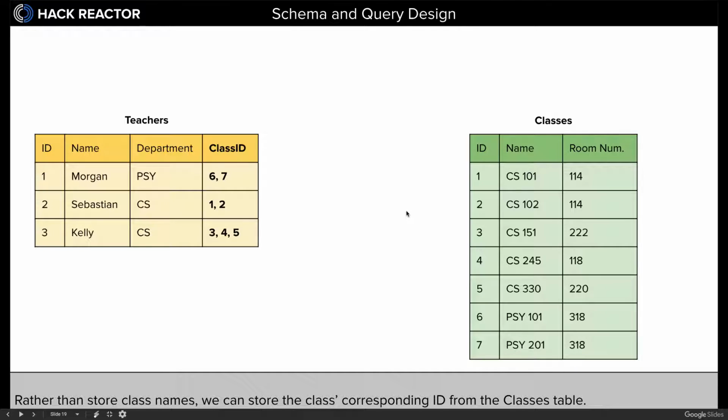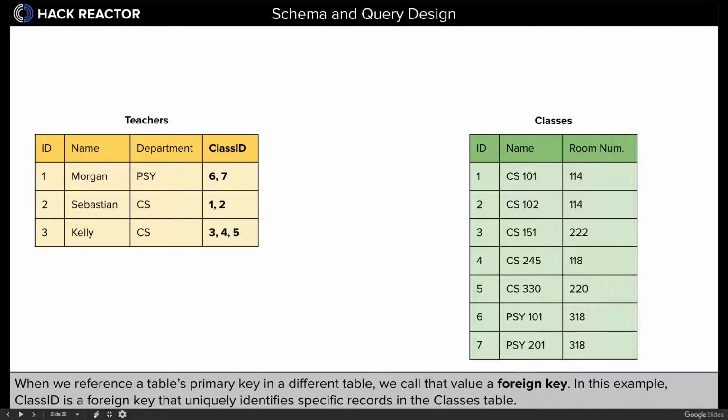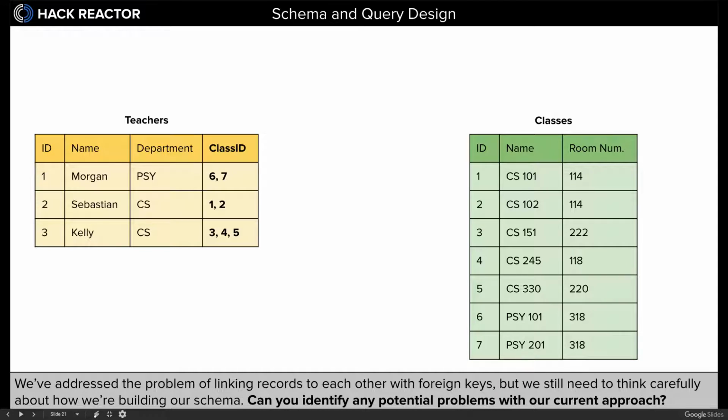So we can store comma separated class IDs with our teachers. When we reference a table's primary key in a different table, we call that a foreign key. In this example, a class ID is a foreign key that uniquely identifies specific records in the class's table. So we could see Morgan is a psych teacher and he has 6 and 7. So down there we have psych 101 and psych 201. So we give the psych teacher the class ID of 6 and 7, and so on and so forth.